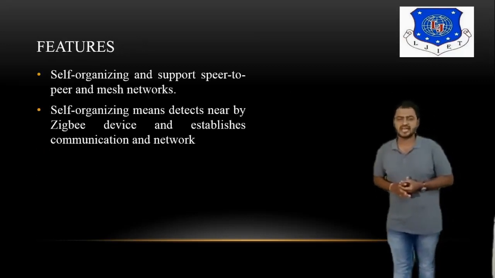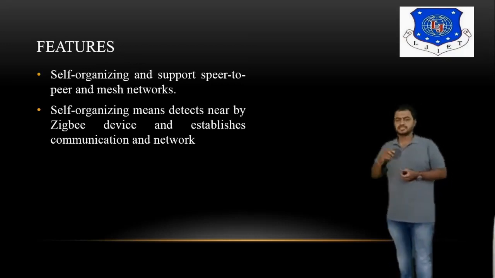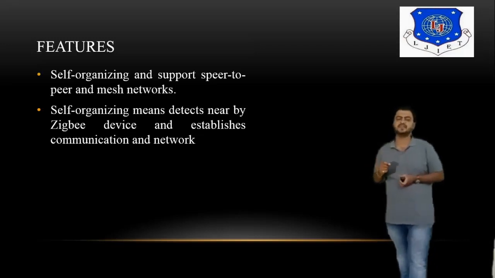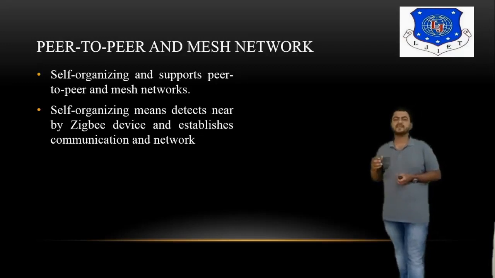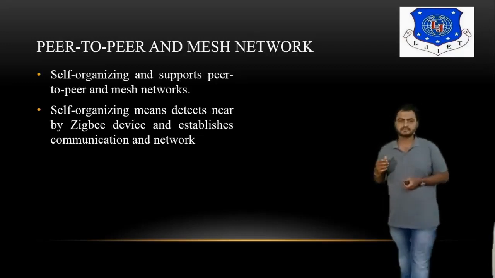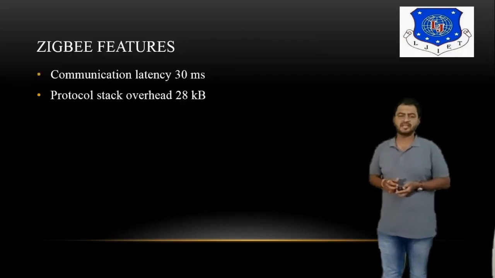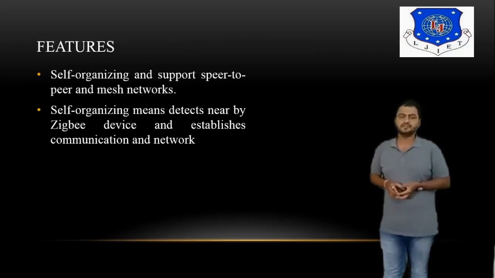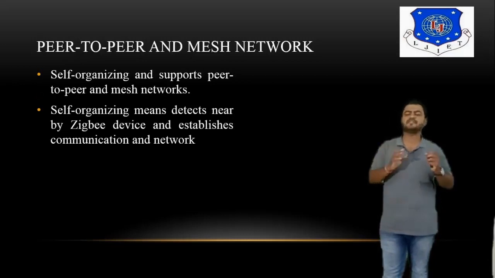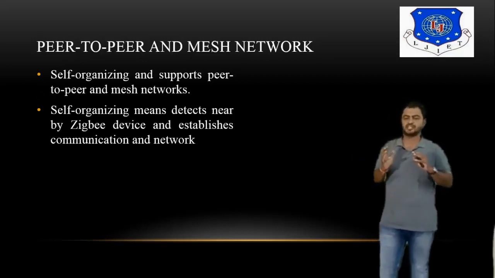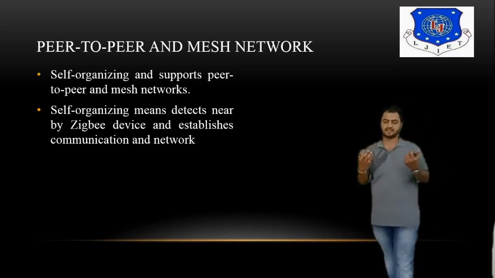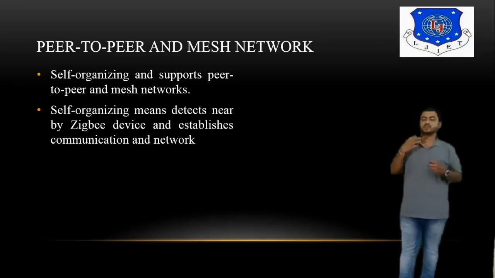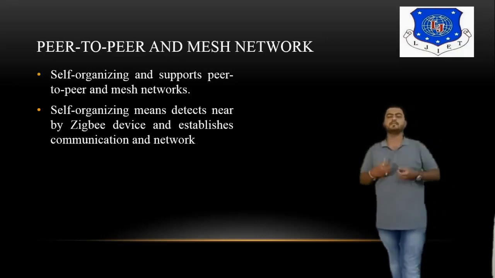Features: self-organizing, and support for P2P and Mesh Network. Self-organization means detecting nearby Zigbee devices and establishing communication and networks. If we are talking about P2P communication, ultimately we are talking about channel to channel communication. If we are talking about the Mesh Network, then ultimately more than one device is connected together, and it becomes a mesh communication.